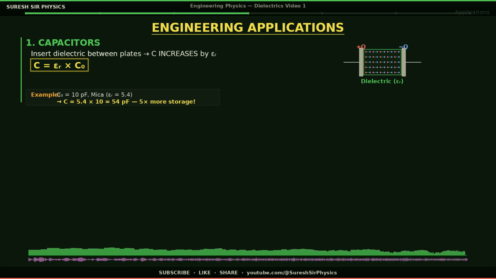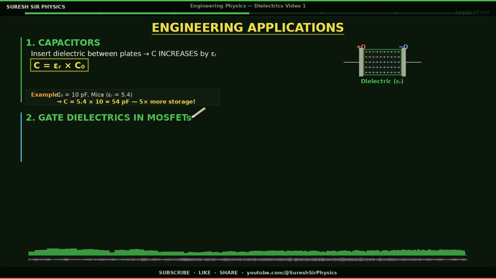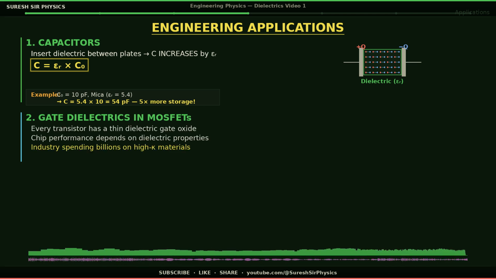A parallel plate capacitor without a dielectric might have a capacitance of say 10 picofarads. Insert a piece of mica with epsilon r of about 5.4 and the capacitance jumps to 54 picofarads, more than 5 times the charge storage for the same size.